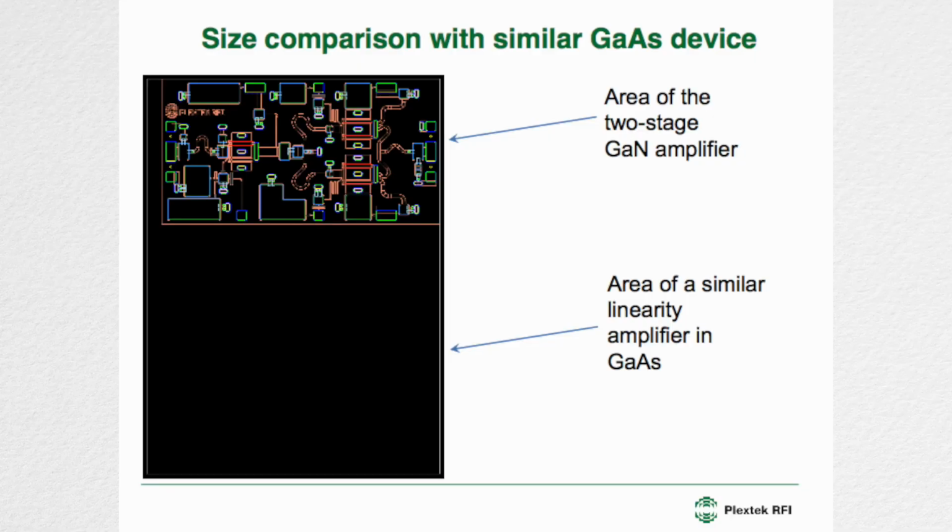And this is a comparison to the size of a commercially available GaAs amplifier that does a similar performance. It's not actually quite as high linearity, but it's pretty close. And what you can see is we're able to make a much smaller part and achieve the same sort of linearity performance, same sort of output power.